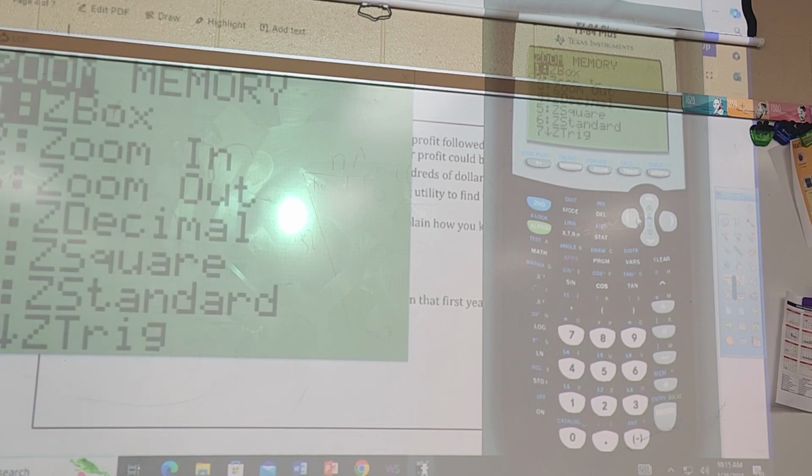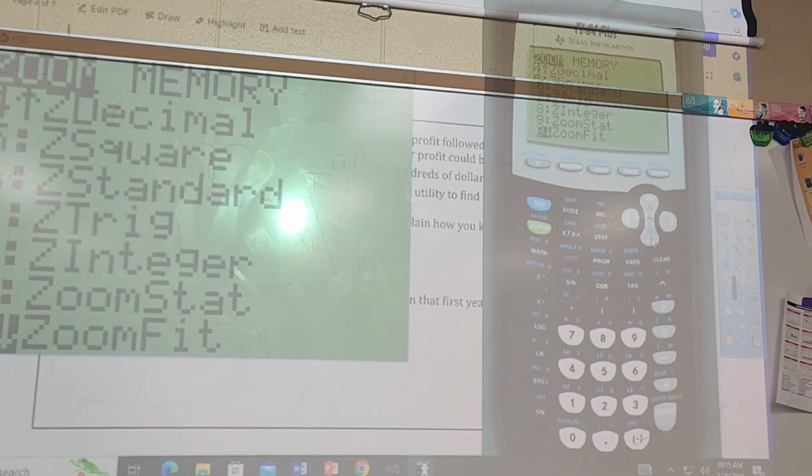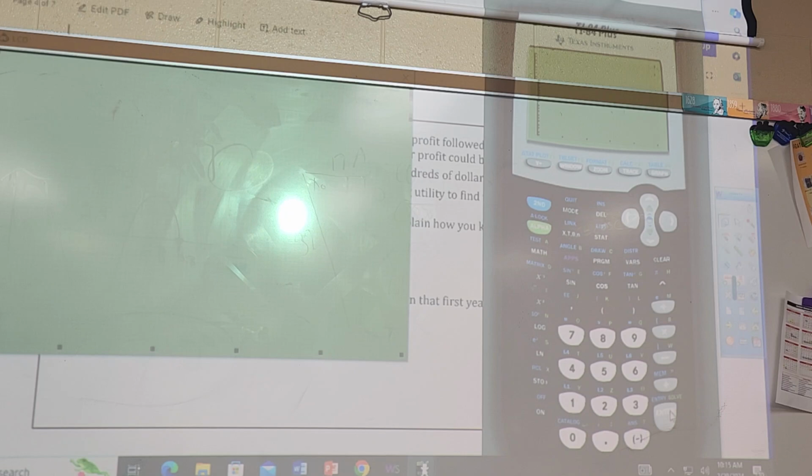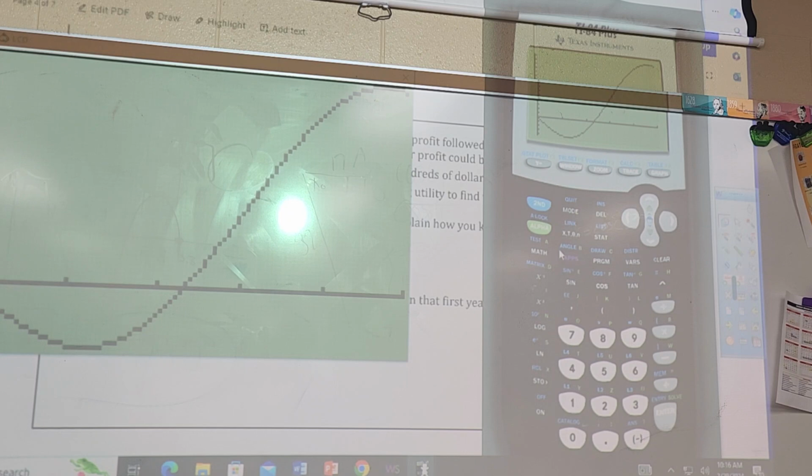So zoom. I'm going to actually do zoom fit and see how it does. Or do you know what zoom trig does? It makes 2 pi your window. Yeah, it does it so it's set for trig. Is there a zoom fit? I'm going to do zoom fit. Sometimes this works, sometimes it doesn't. But I'm going to try it. Let's see. I don't know if it'll work or not. That's not bad.